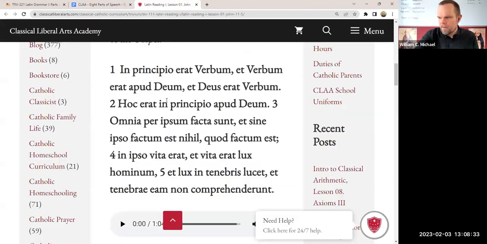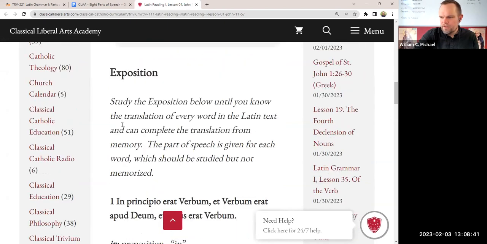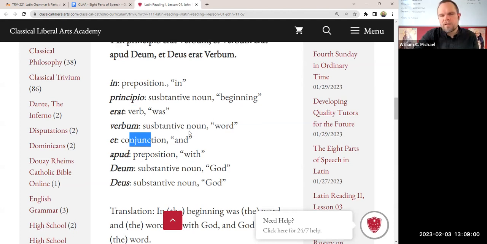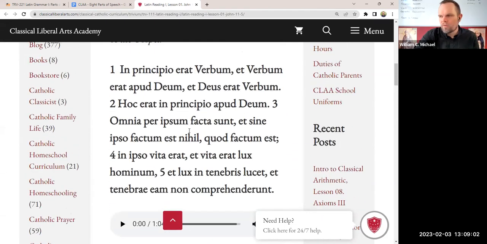So I'll open up John chapter 1, verses 1 through 5. And you know that in the lesson exposition, I tell you what part of speech each word is. I might not spell it correctly, but I tell you anyway. So preposition, substantive noun, verb, substantive noun, conjunction. I always tell you what part of speech the words are, but I don't want to do that. I want you to be able to know what part of speech each word is. You shouldn't have to rely on me to tell you.